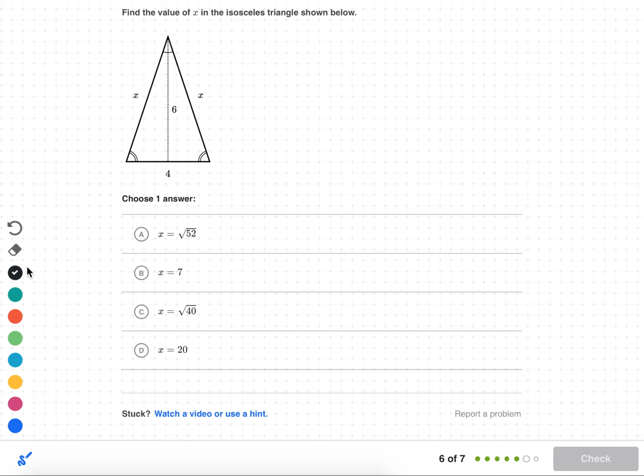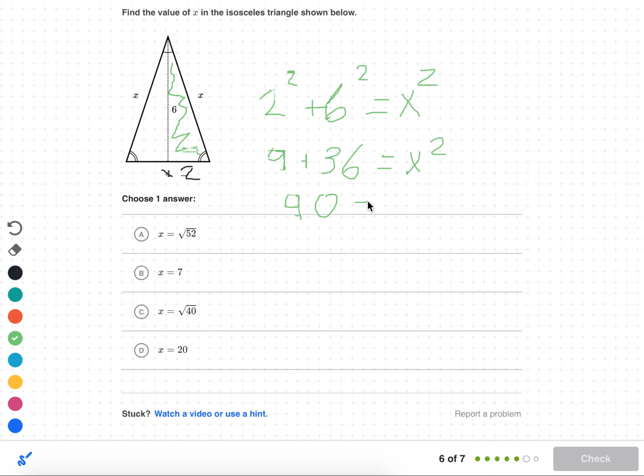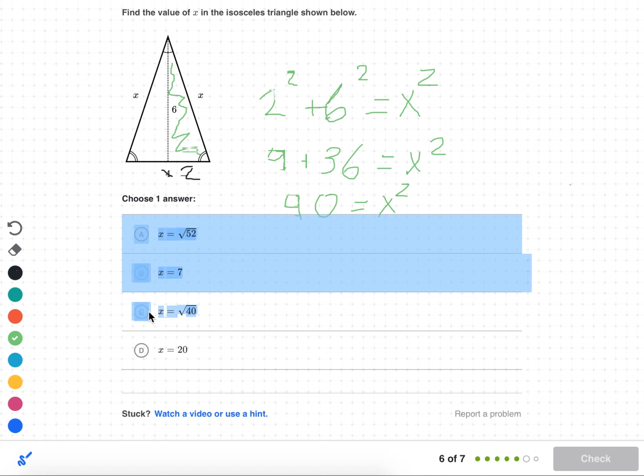Again, split the base in half, because we're looking at this right triangle. And we have 2 squared plus 6 squared equals x squared. 4 plus 36 equals x squared. 40 equals x squared. So x is the square root of 40.